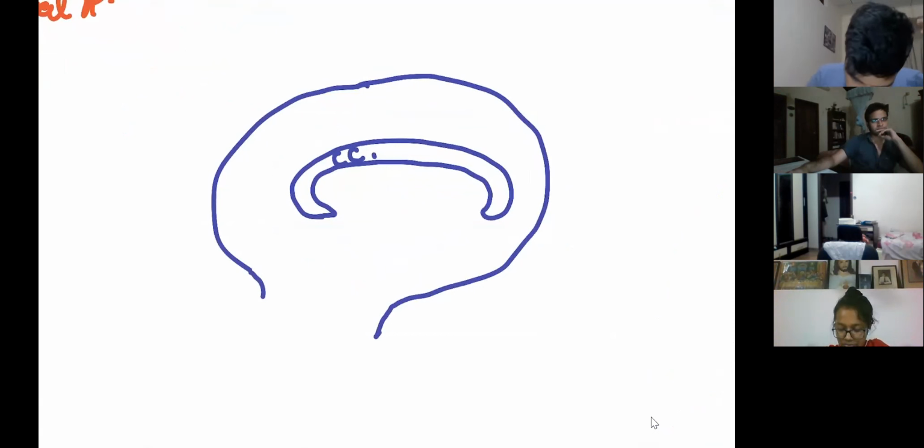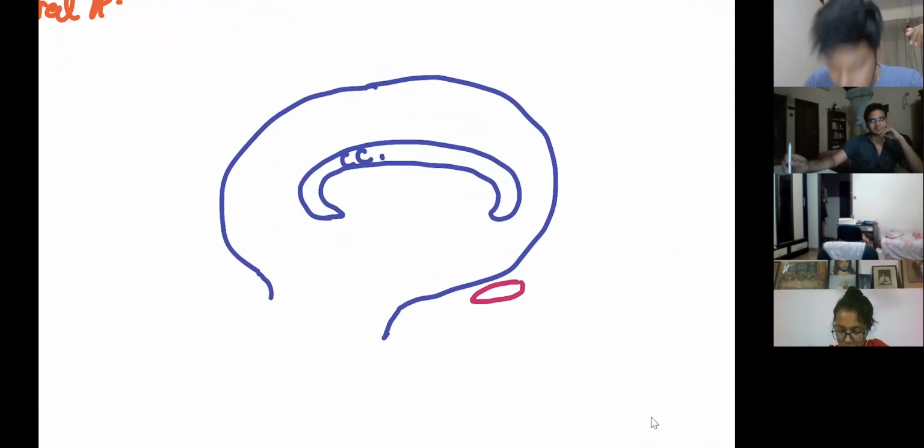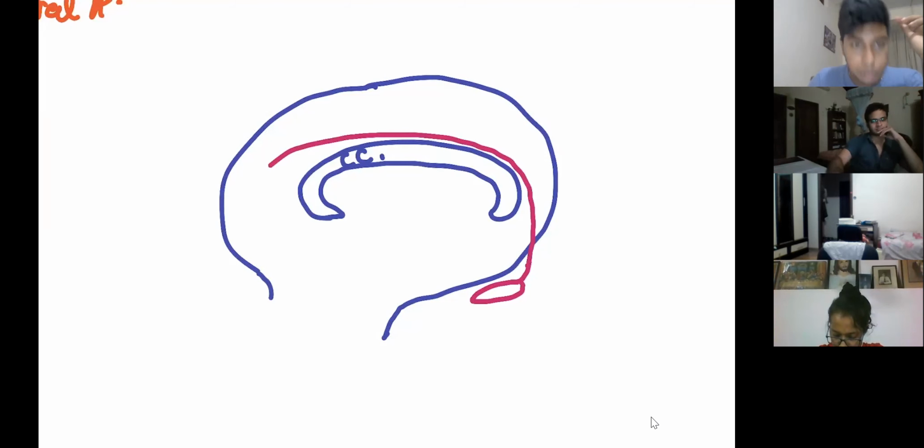Now, what I'm going to draw now is the circle of Willis. And remember, it's a cut section. I cut half of the brain, and I'm drawing this like this.